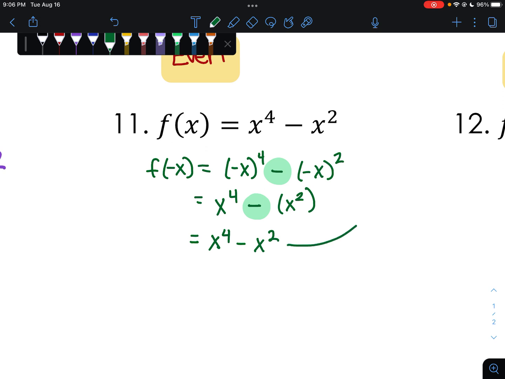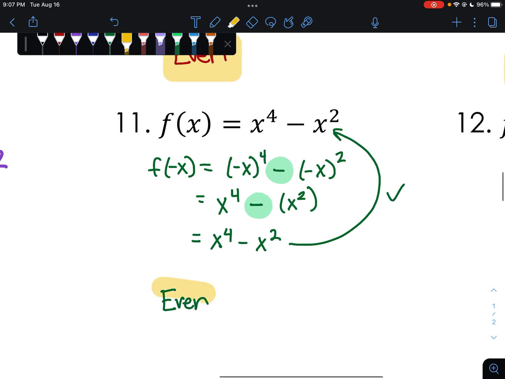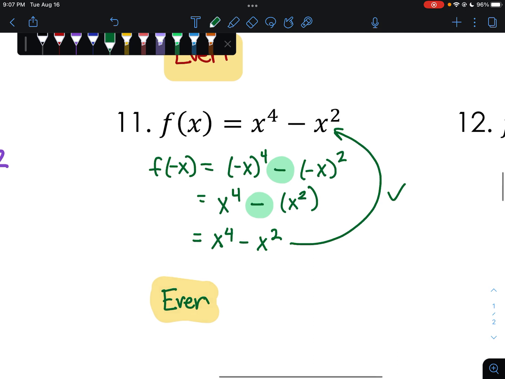So we ask ourselves, did we get what we started with? This time we did. So therefore, since we got what we started with, nothing changed. That means it is even. This is an even function.